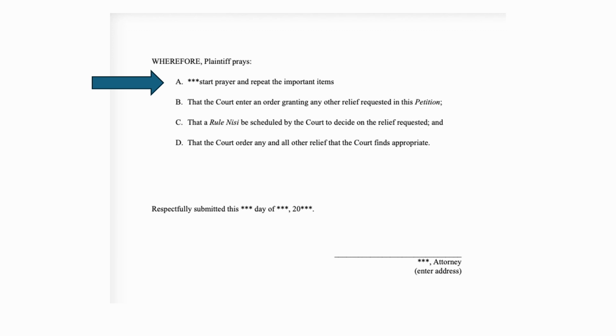Now we go down here. And again, please take off the asterisks and start prayer and repeat the important items, because I saw a lot of you left that in there. And we don't leave that stuff in there because the court's going to be reading this, right? Except, I'm the court. But nonetheless, the first thing we always want to ask for is an order in favor of the plaintiff, or whoever it is we're representing. We want an order in favor of our client. Then we want to start listing out the other stuff.